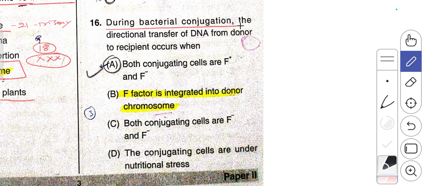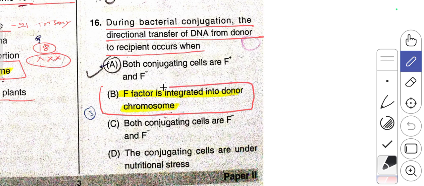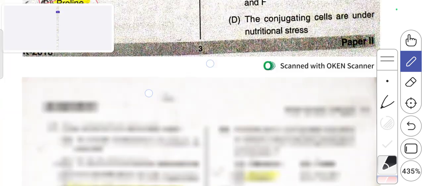During bacterial conjugation, the directional transfer of DNA from donor to recipient occurs when the F factor is integrated into the donor chromosome. Then this process can happen easily during bacterial conjugation. So B is the right answer for this question. Next, read out the next question.